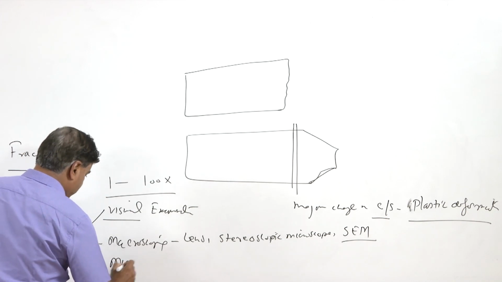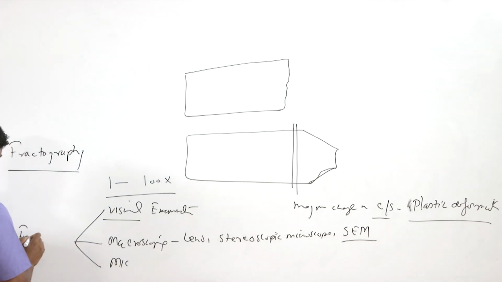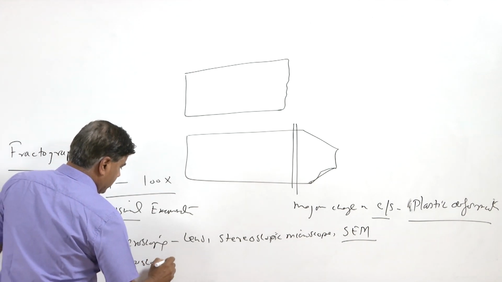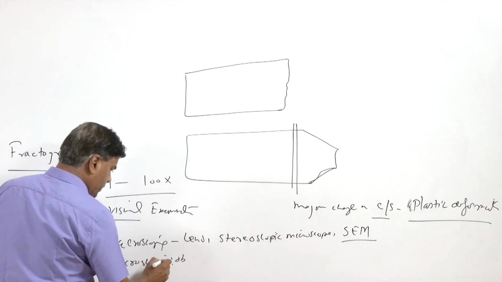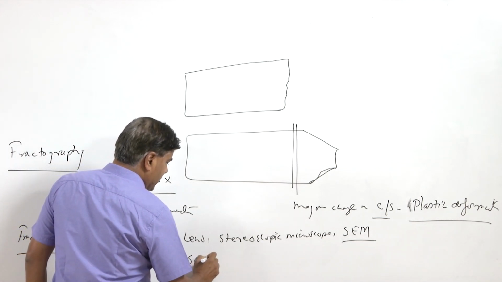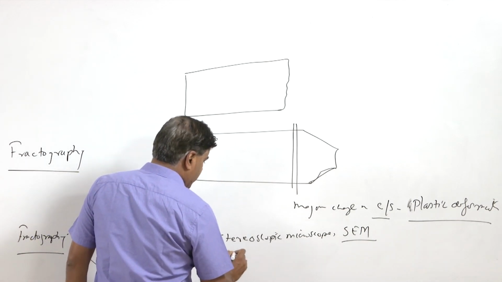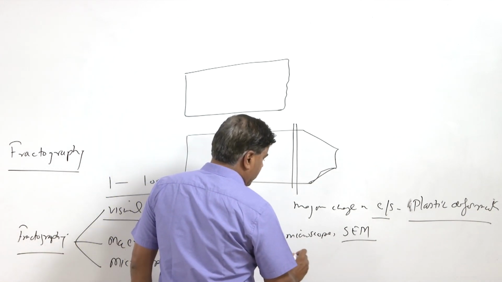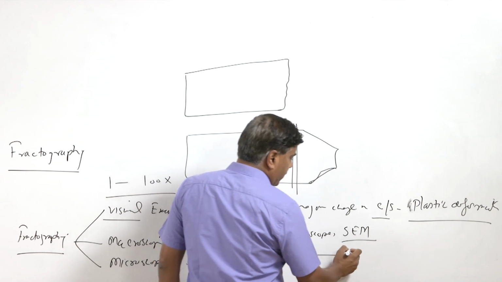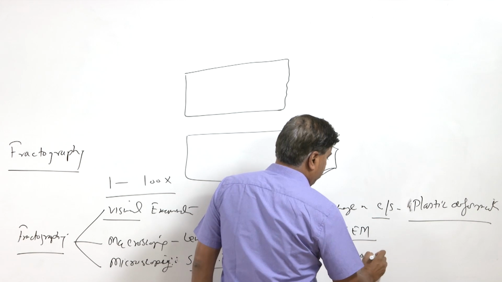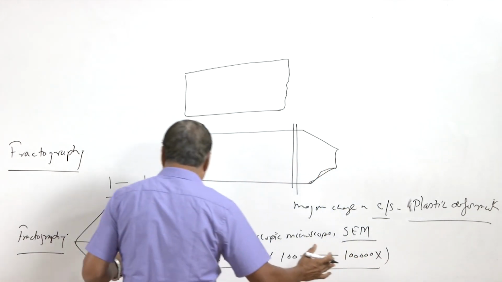Then the third aspect is fractography, which is the microscopic observation, the microscopy of the fracture surface. It is carried out normally using the scanning electron microscope or transmission electron microscope, and this can be done over a very wide range of magnification, from say 100 to even 1 lakh magnification. So, this is a very wide range.